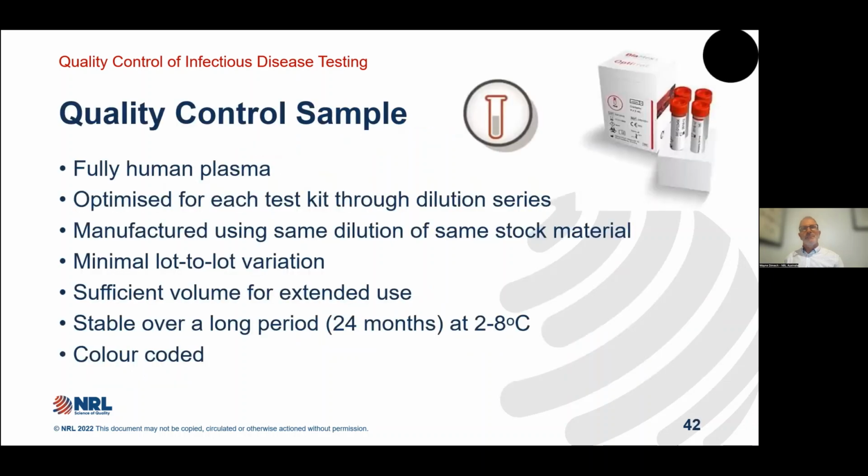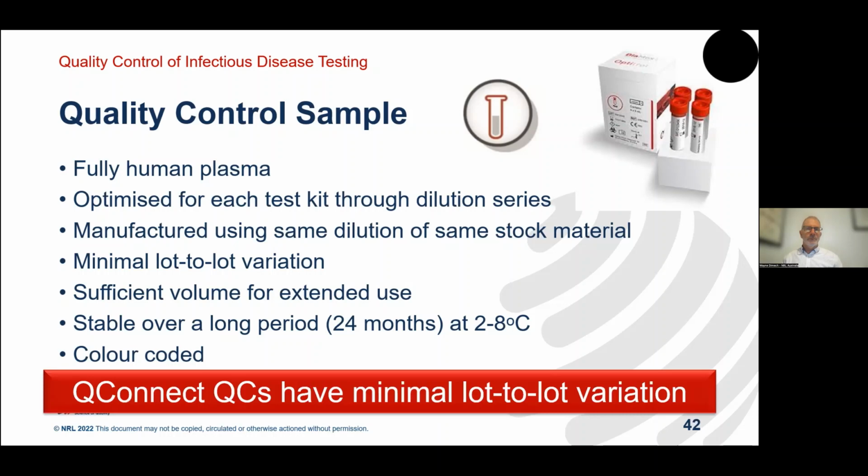QC samples used in such a program would ideally be human plasma based, optimized for the assays and test kits that are used. They're manufactured using the same stock material, and that allows for predictable plot variation for the QC so that the QC doesn't become the source of variation and can be used for long periods of time. But the key to all this is to have minimal lot-to-lot variation.